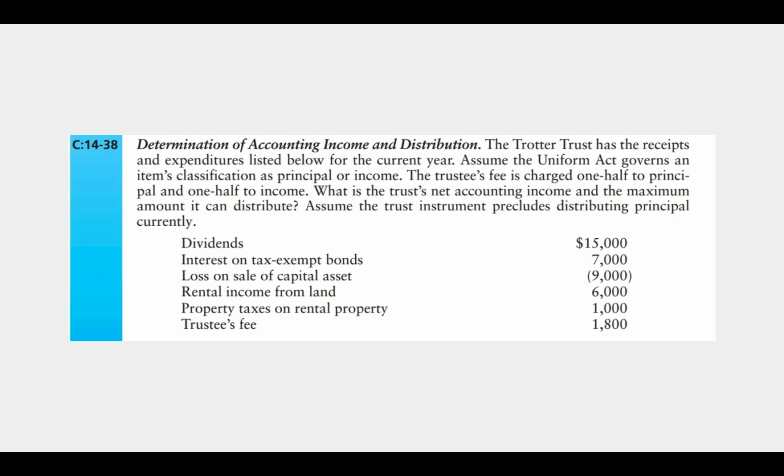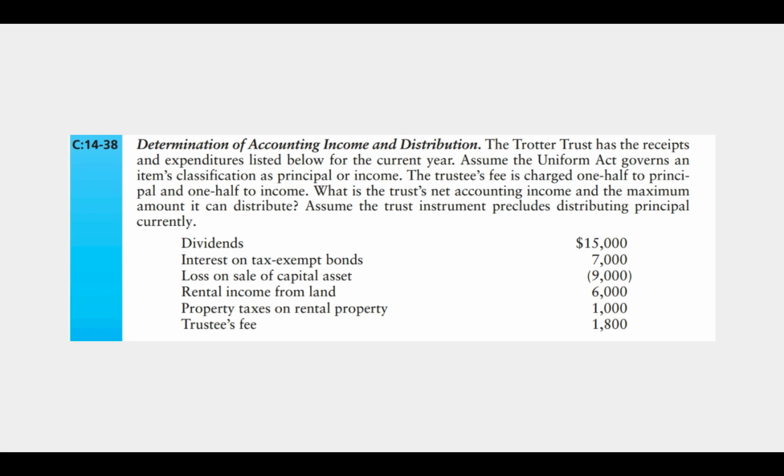Here we have the Trotter Trust. It has receipts and expenditures listed below for the current year. Assume that the Uniform Act governs an item's classification as principal or income. The trustee's fee is charged 1/2 to principal and 1/2 to income. What's the trust net accounting income and the maximum amount it can distribute? Assume the trust instrument precludes distributing principal currently.